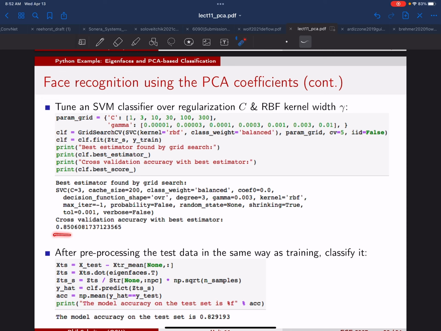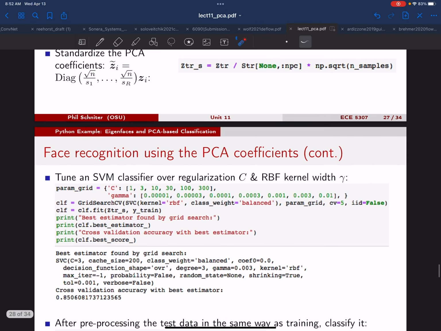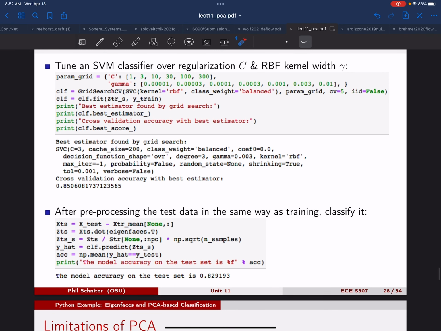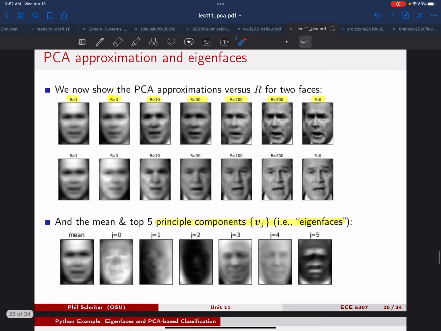And at the end of the day, it finds cross-validation accuracy with the best estimator is 85%, which is not bad. And again, this is for R equals 100. That's the cross-validation estimated from the training data. We can, of course, apply it to the test data, and we get 83%, which is pretty close. So it worked out pretty well. And this is with 100 of these faces.